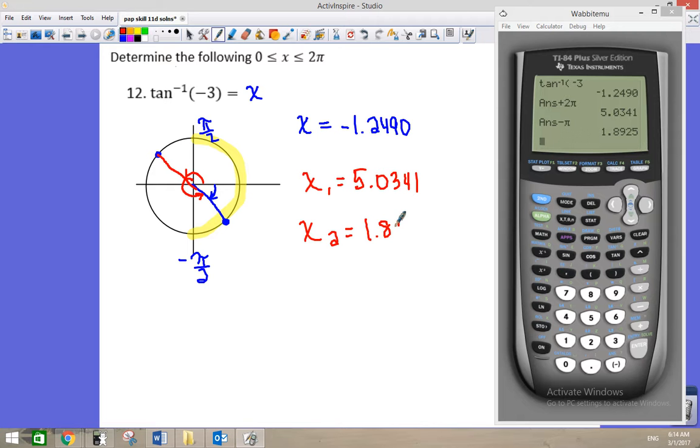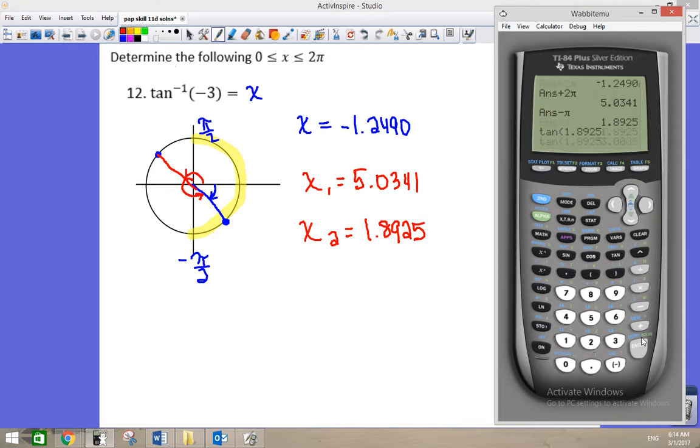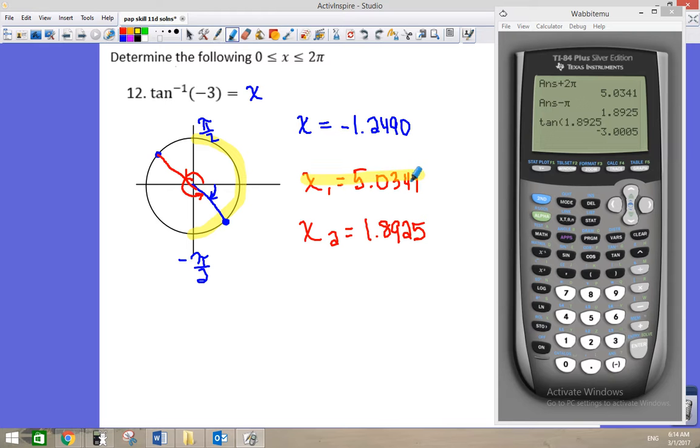And so if we take the tangent of this, we can check our answer. We know that it's going to be approximately -3. Now, because of round off, it may not be exactly -3. So you see it's a little bit big. Before it was a little bit less than, this is a little bit bigger. But those are our two solutions on that revolution from 0 to 2 pi.